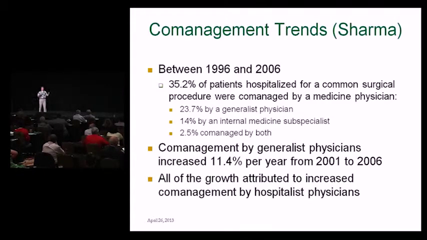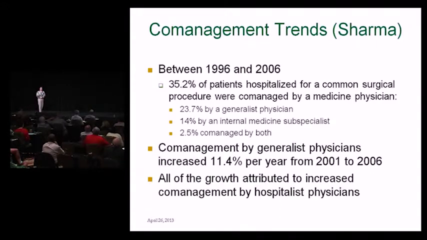And it's sort of a train that's taken off from the station and I don't think is ever going to go back. It has expanded impressively since 1996. In that 10-year period, we saw about 35% of patients hospitalized for common surgical procedures were co-managed by a medicine physician. And that co-management by general physicians has increased 11% per year from 2001 to 2006. So it is something that is just expanding, and every year more hands go up when I ask this question.